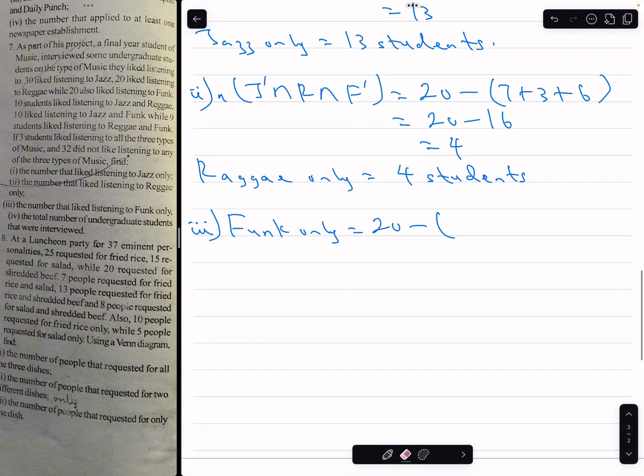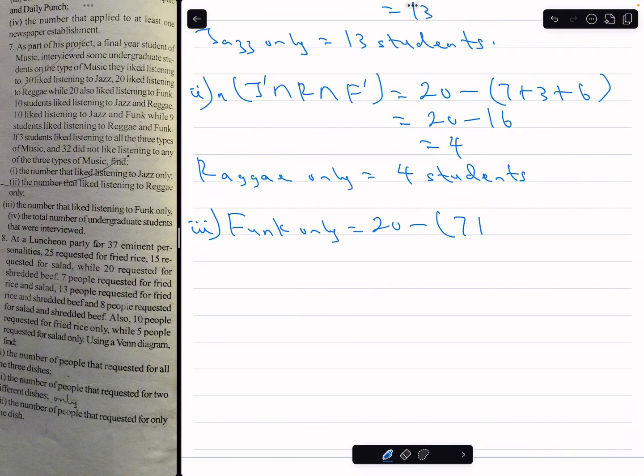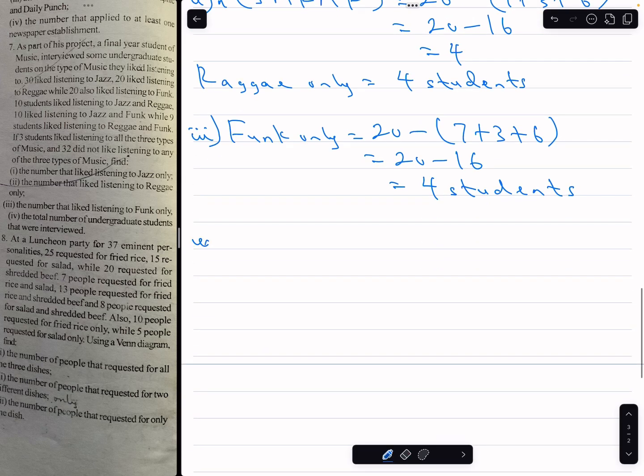20 minus (7 plus 3 plus 6), and that's 20 minus 16, which is 4 students. Now what's the next question, which I think is the last? Roman figure 4. Find the total number of undergraduate students that were interviewed.